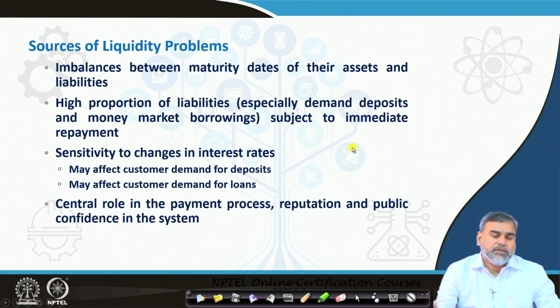Then assume that there is a problem in liquidity, then what is going to happen? If there is a problem in liquidity, then there is an imbalance between the maturity dates of the assets and liabilities. Why does that problem arise? Why can a liquidity problem arise in a commercial bank? What are the possible sources, possible reasons for that?